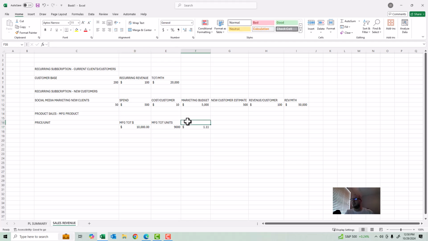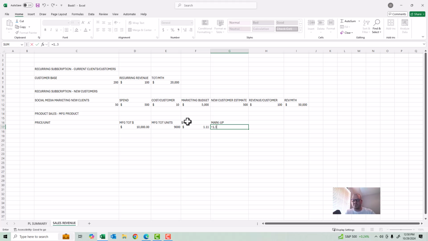Okay. So dollars per unit. I'm going to do my estimation based on a markup. So let's say my markup, I want to charge 30% more than what it cost me to make it. So I'm going to charge 1.44. That's my price per unit.